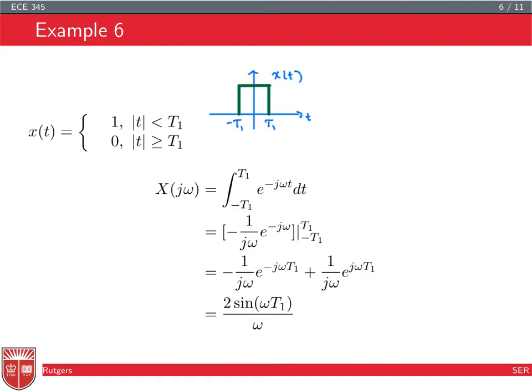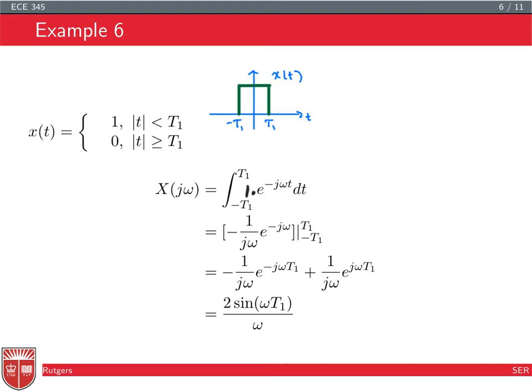Now again, it's the same trick. What we have to do is just apply the formula, and we get that x of j omega is the integral of the signal, which is 1 here, times e to the minus j omega t. You should pay attention here that we change the boundaries of the integral to correspond to where the signal is non-zero, and then the rest is just application of the integral of an exponential. And what you get is that the result is 2 sine omega t1 divided by omega.